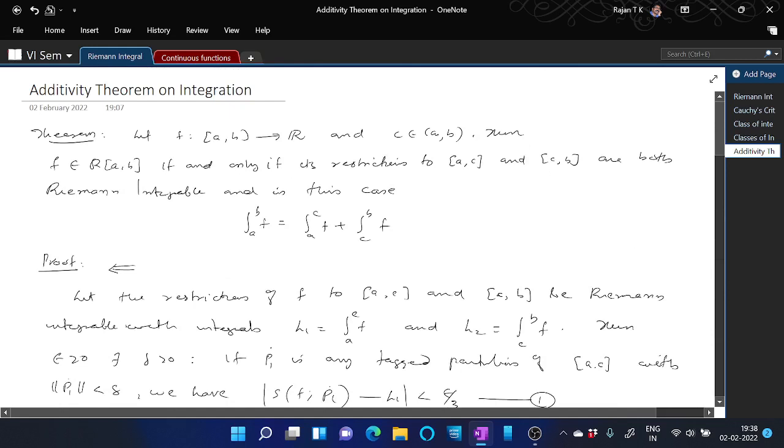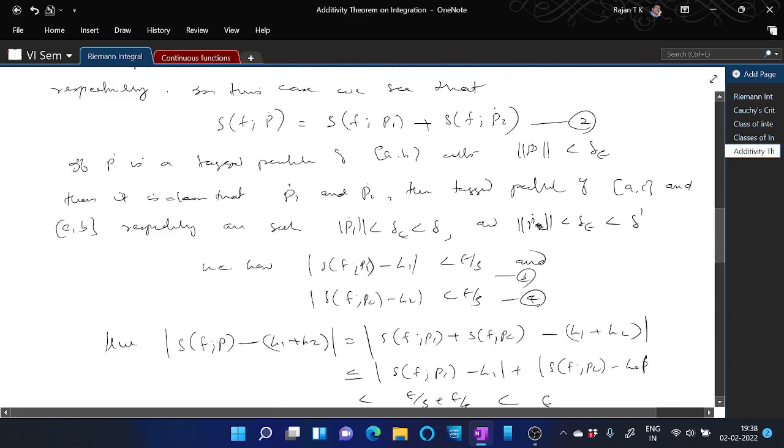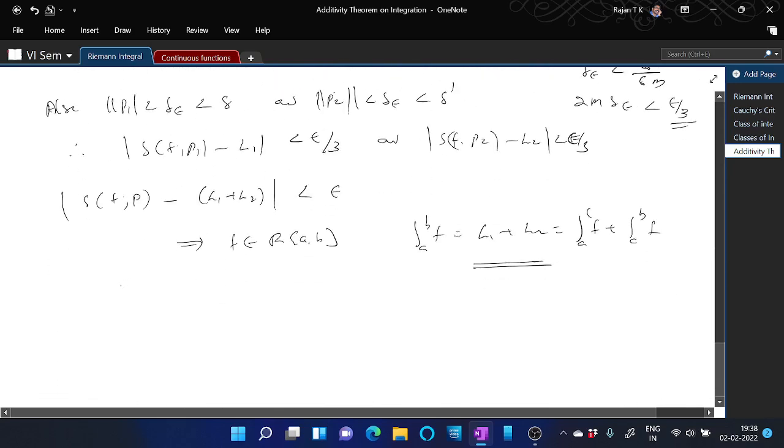if F from [A,B] to R is Riemann integrable and C is a point in [A,B], we have to prove its restrictions to [A,C] and [C,B] are both Riemann integrable. Now suppose F belongs to R[A,B], and let epsilon greater than 0 be given.